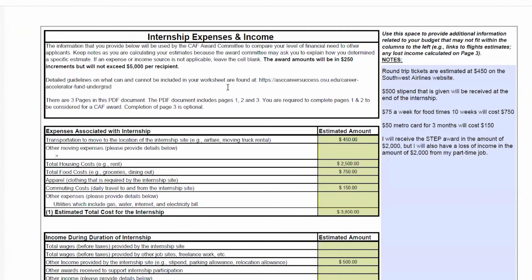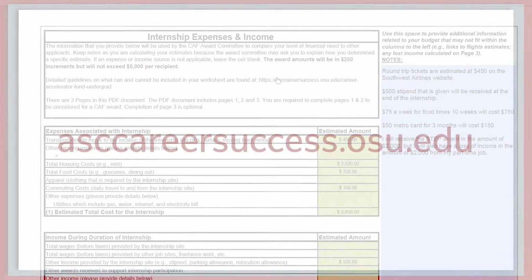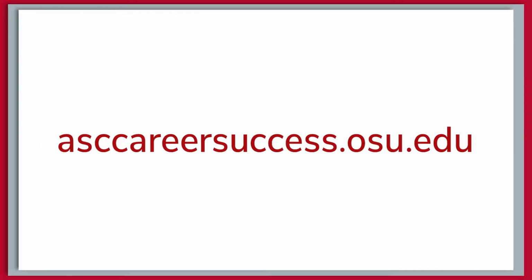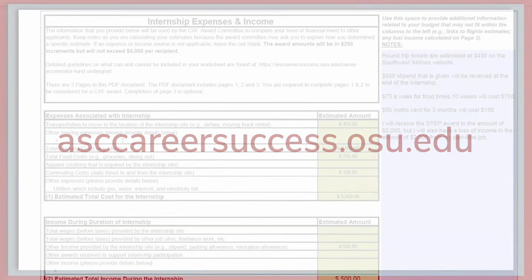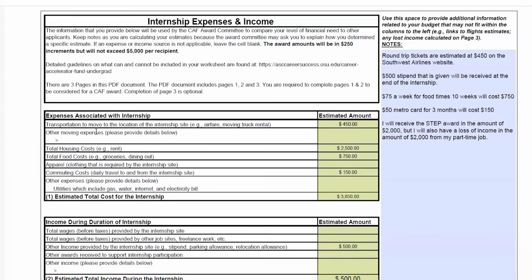The budget worksheet consists of 3 pages. Pages 1 and 2 are required to complete to be considered for a CAF award. Page 3 is optional. The award amounts will be in $250 increments, but will not exceed $5,000 per recipient. Detailed guidelines on what can and cannot be included in your worksheet can be found at the ASC Career Success website.